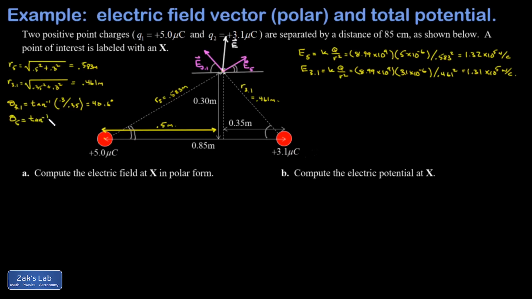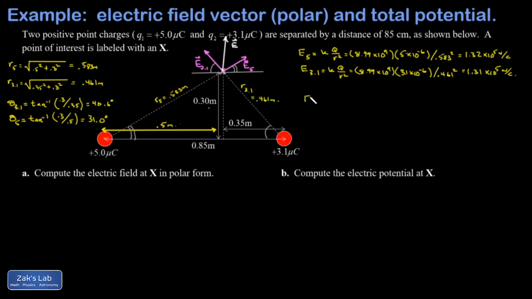That's the angle whose tangent is opposite over adjacent, again, so that's 0.3 over 0.5, and when I run the numbers on that, I get 31.0 degrees. Okay, now I can get into decomposing these two electric field vectors into their components.